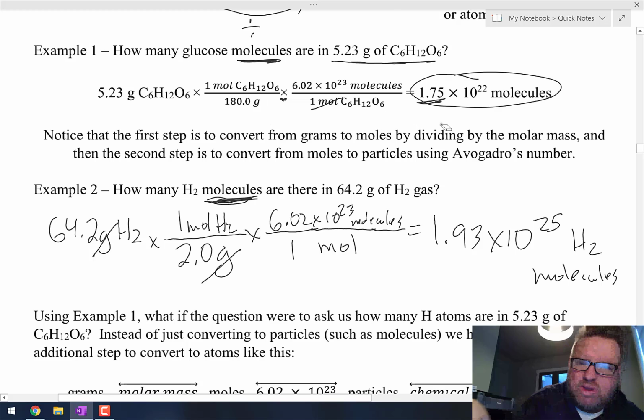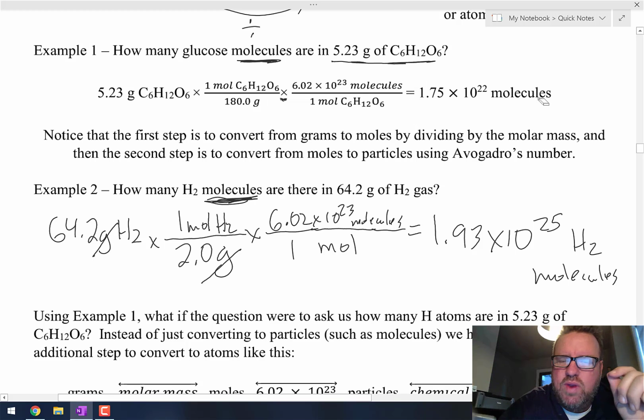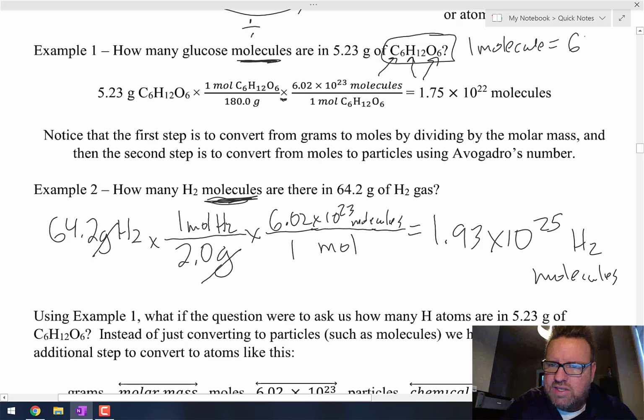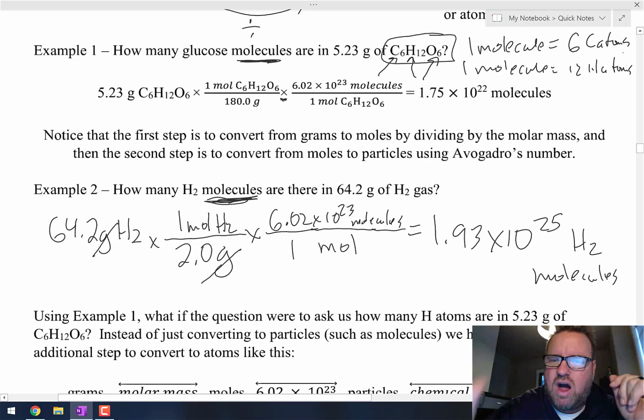the only other thing that we're missing here in example 1, let me erase all my work that I've already done here, is we know that in this molecule right here, there are 6 carbon atoms, right? Right here, we can see that. There's 12 hydrogen atoms, and there are 6 oxygen atoms. So we can say that 1 molecule equals 6 carbon atoms, or 1 molecule equals 12 hydrogen atoms, or 6 oxygen atoms.